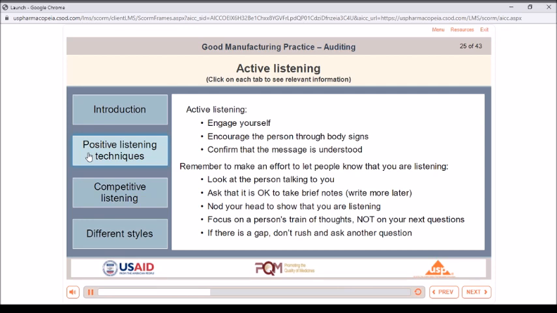Remember to make an effort to let people know that you are listening. Look at the person talking to you. Ask that it is okay to take brief notes, and write more later. Nod your head to show that you are listening. Focus on a person's train of thoughts, not on your next questions. If there is a gap, don't rush and ask other questions.